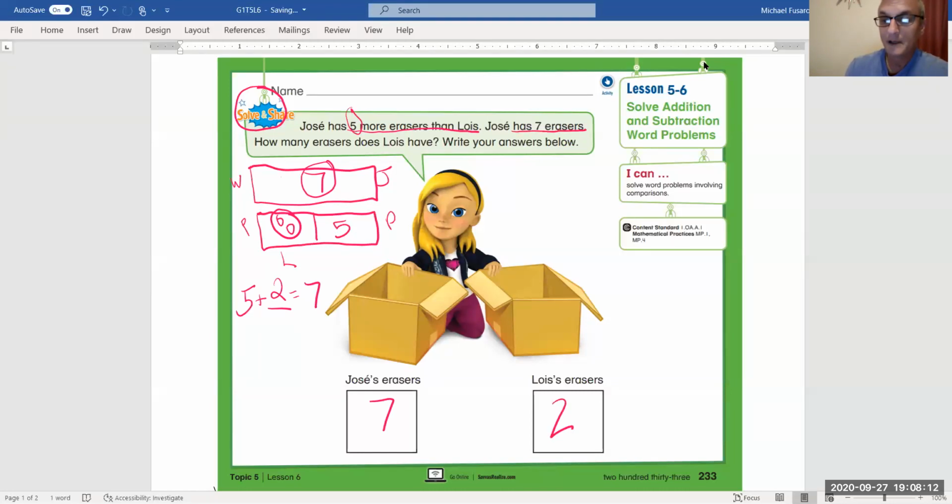Okay? So remember this bar diagram, it can help you. It's another tool that you can put in your pocket to help you out. Remember, the long rectangle up top with the 7 in it is always going to be your whole, and then the 2 parts make up the big long rectangle, okay? So let's go down bottom.